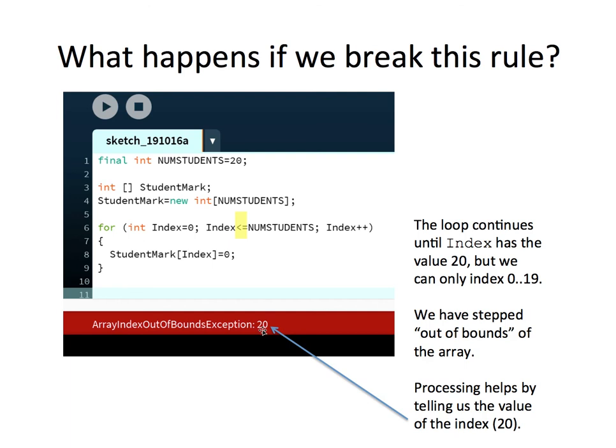So this is quite a common error, and when you get it, make sure that the termination condition of your loop is set up correctly so that you're not trying to step one over the boundary of the array.